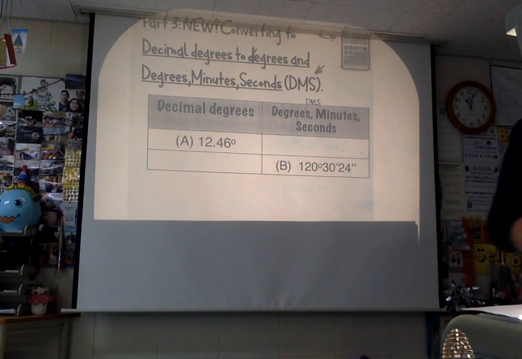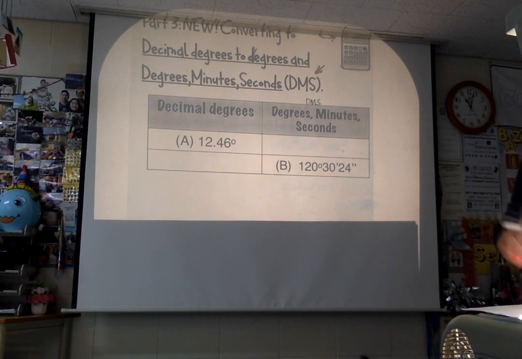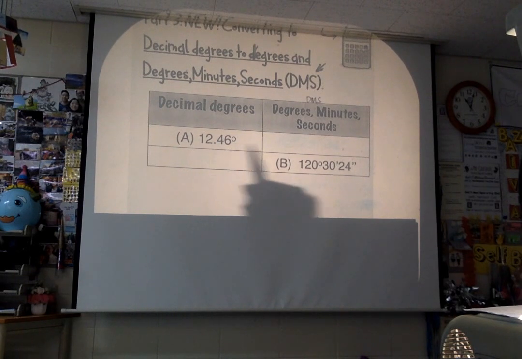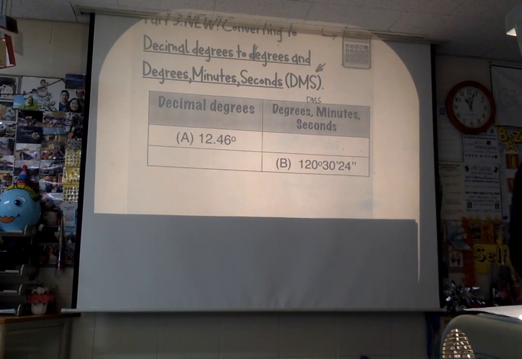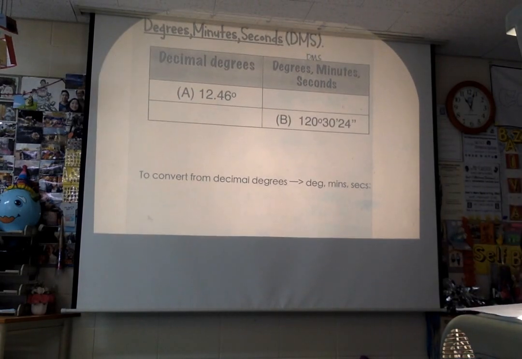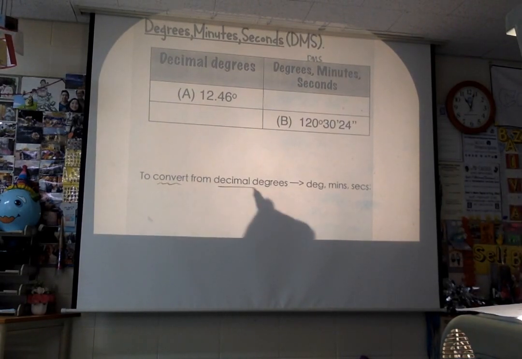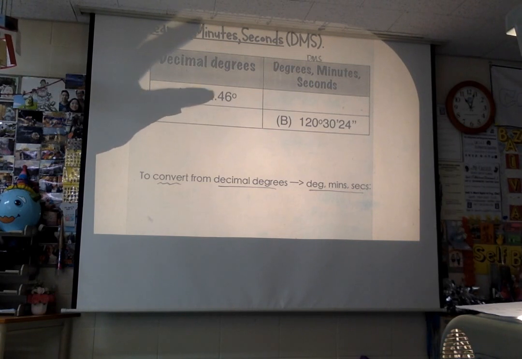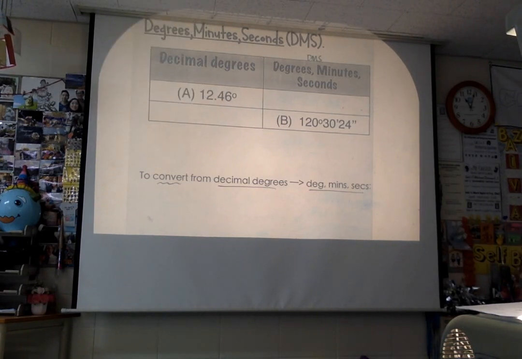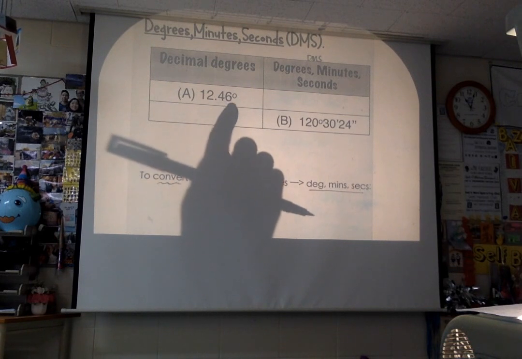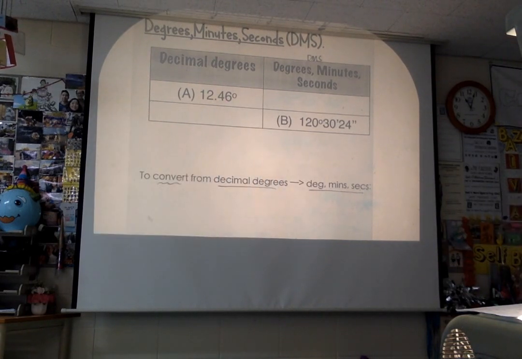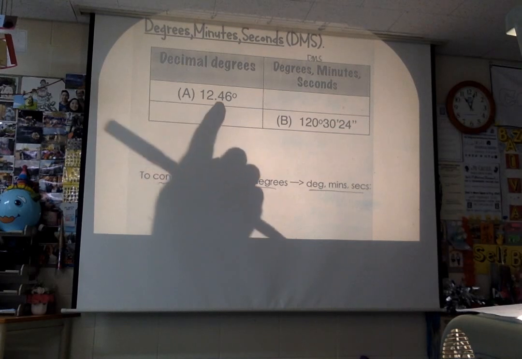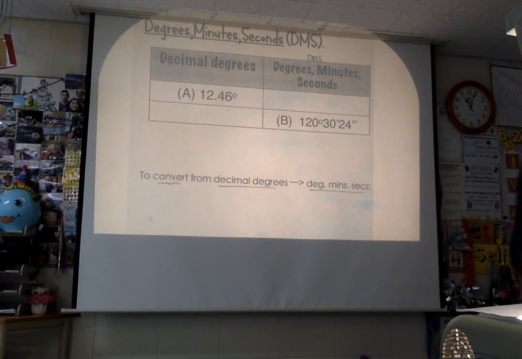Now, I want to go from decimal degrees to DMS. Of course, you can just punch that into your calculator. I'll show you that in a second. But what does that really mean? So I'm converting from decimal degrees to degrees, minutes, and seconds. So think about it. I have 12 degrees for sure, but I have 0.46 degrees more. So you have to understand something here. What does 0.46 degrees really mean? Think about that. Okay, so we're ready to start.